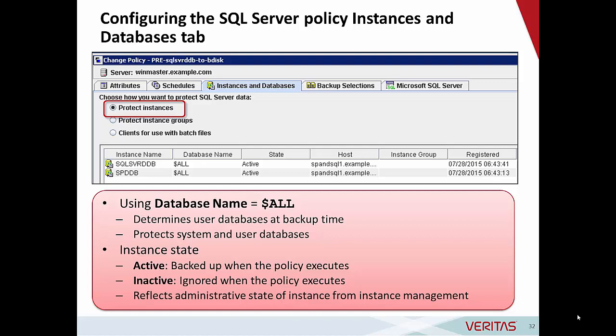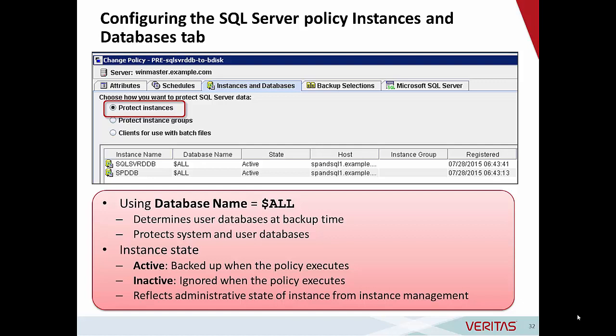So going with the example on the slide here of protecting instances, here are the instances that have been registered with NetBackup. By using the string "all" for database name, it means that which databases will be protected is determined at backup time. Essentially, all of the databases in that instance, with the exception of tempdb, will be protected. And that's nice because it means that databases can be automatically discovered when the backup runs.